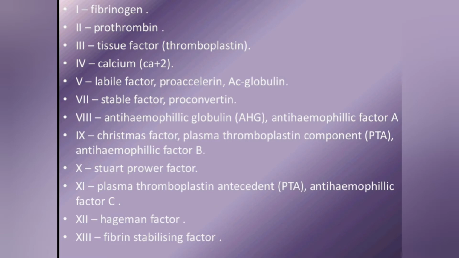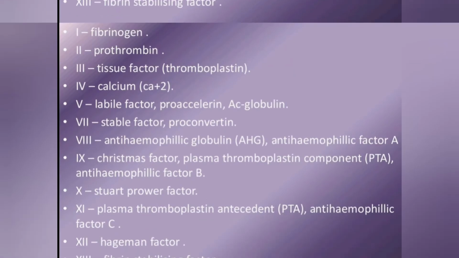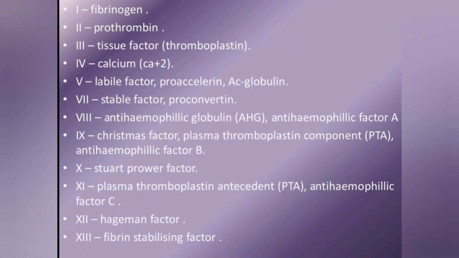Factor 1 is known as fibrinogen. Factor 2 is prothrombin. Factor 3 is tissue factor or thromboplastin. Factor 4 is calcium. Factor 5 is labile factor, also known as proaccelerin or AC globulin.